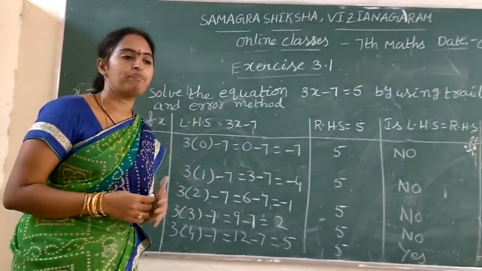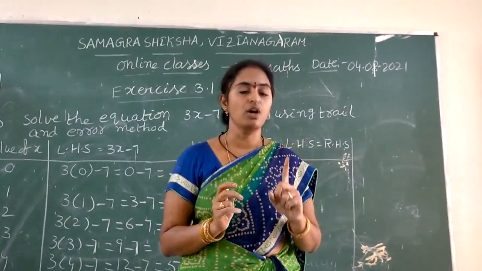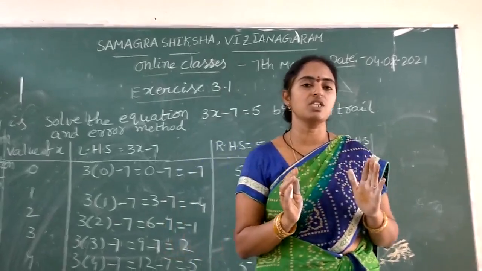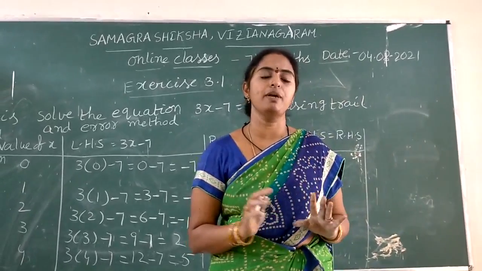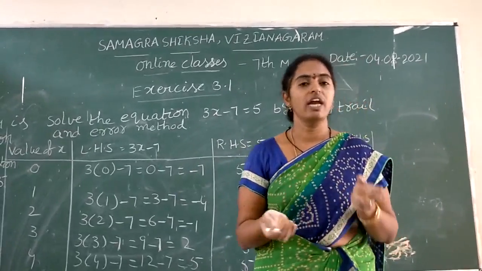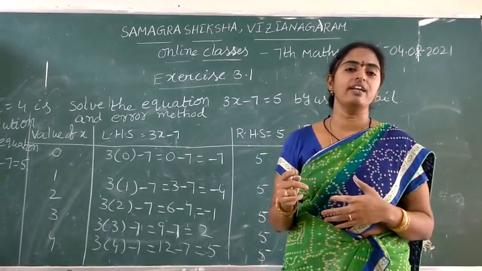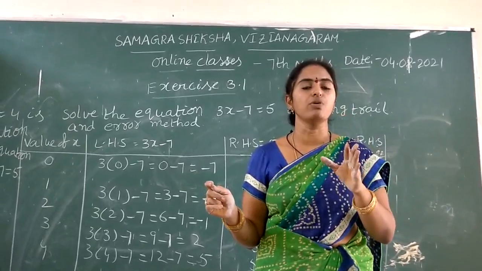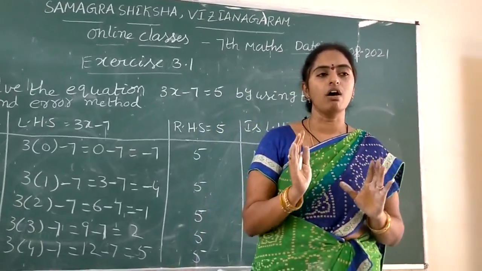Dear students, in this session we have discussed some topics. First we discussed the simple equation. What is a simple equation? An equation which has only one variable with exponent 1 is said to be a simple equation. After that we converted a mathematical statement into a simple equation, and a simple equation into a mathematical statement. And what is the solution or root of an equation? The variable value which makes the equation true is said to be the solution or root of the equation.